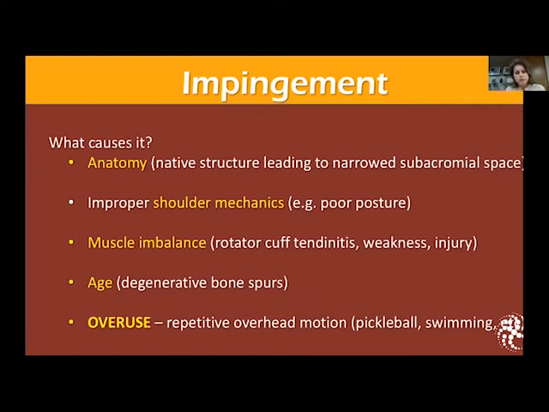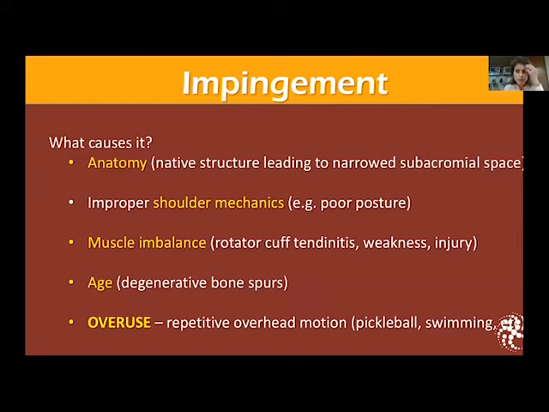And then muscle imbalance. So if you have weak rotator cuff muscles, or if one muscle is stronger than the other, or if there's inflammation in the rotator cuff muscles, or injury like a rotator cuff tear, that all certainly can predispose you to developing poor mechanics that then lead to impingement. Age is a part of it. You can get arthritis in the acromioclavicular joint. You can also get some bone spurs on the acromion that can essentially rub on the bursa and rub on the rotator cuff and cause those types of symptoms.